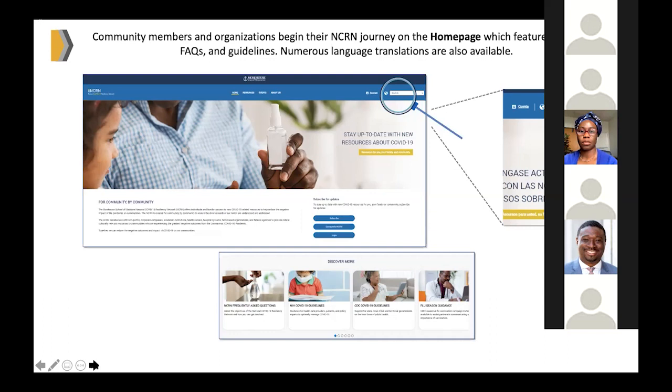So this is the landing page that you will come to where you will log in. If you wanted to contact somebody at the call center, you would use this platform. But more importantly, you can see at the bottom, it also gives you access to various different resources. Next slide.